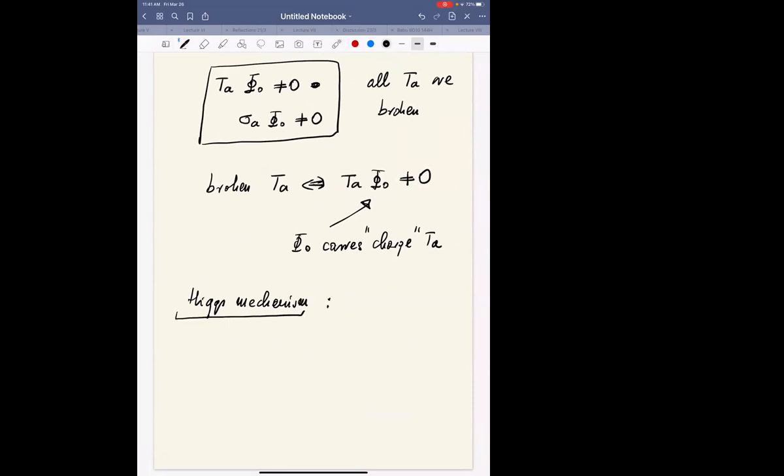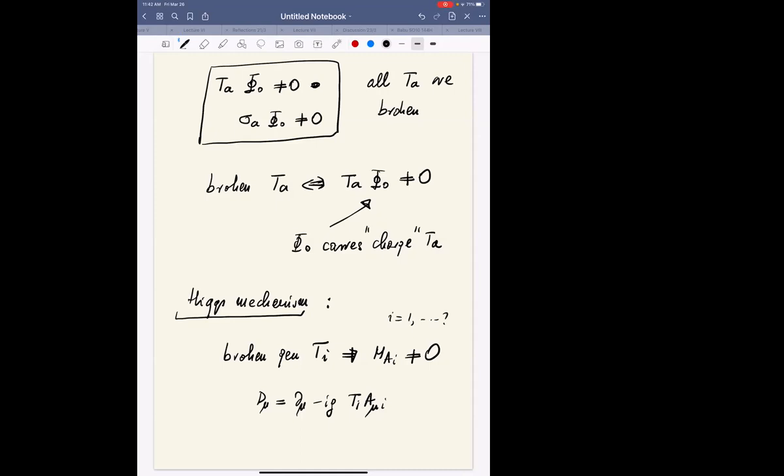Says, if you have a broken generator, let's call it Ti, you will have a massive gauge boson where you had in the covariant derivative that particular Ti, A mu i, and i may be any number. I don't know what i is, I have to find out by inspection. I have to check whether my generators annihilate the vacuum. If they do not annihilate the vacuum, if they are broken, I will get a massive gauge boson.